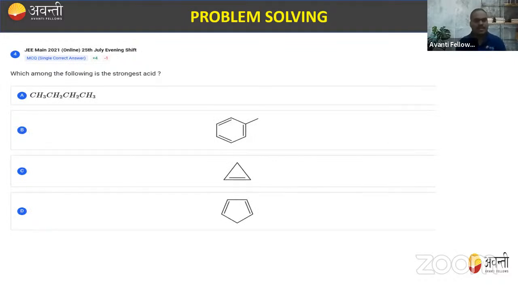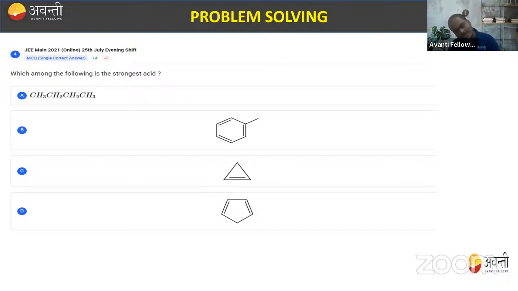Now, which among the following is the strongest acid? So you have to identify out of the following which is the strongest acid. We know that acidity depends upon the electron withdrawing group. Here no electron withdrawing group is present. So we need to consider the second factor. That is the strongest acid because its conjugate base is aromatic. Whenever the conjugate base is much more stable, conjugate base of aromatic means what? They are stable. So those are the strong acids whose conjugate bases are much more stable.